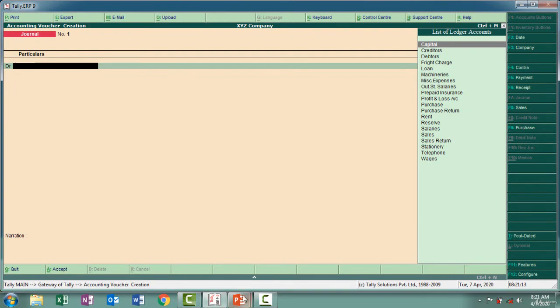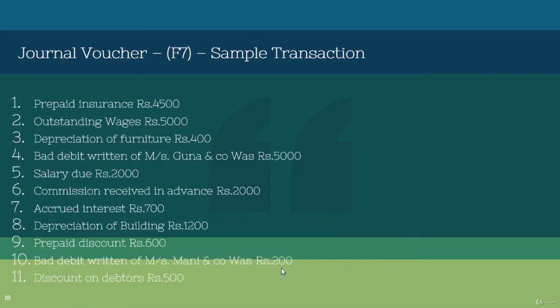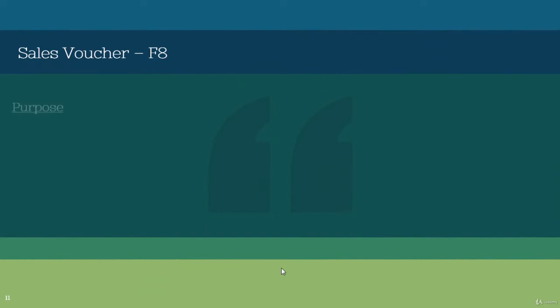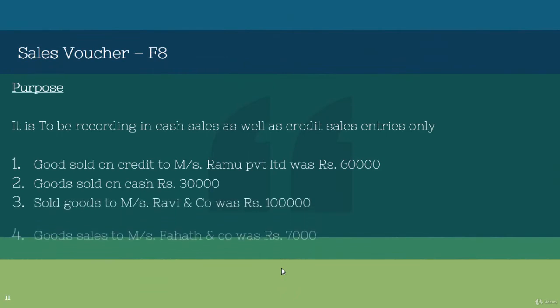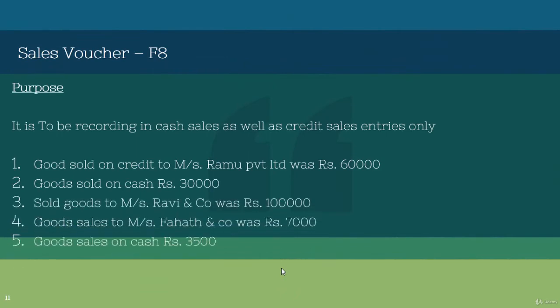Now we are going to move to the next voucher. The next voucher is the sales voucher. If you sell on cash or credit basis, you need to enter the entries in the sales voucher, whether cash sale or credit sale. These two entries are recorded only in the sales voucher. The shortcut is the F8 key.